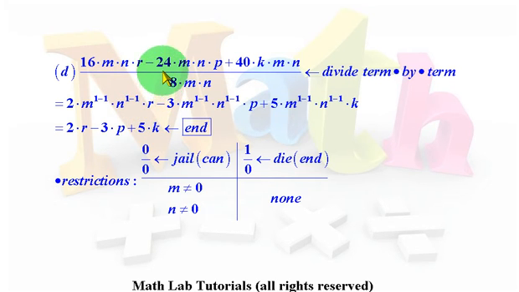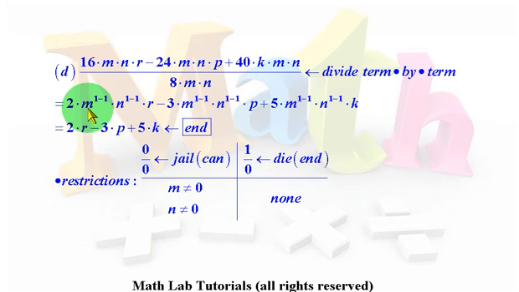Minus 24 divided by 8 will give you negative 3. m divided by m will give you m to the power 1 minus 1. n divided by n will give you n to the power 1 minus 1. And p is just a drop down. 40 divided by 8 will give you 5. k is just a drop down. There it is right there. m divided by m will give you m to the power 1 minus 1, and n divided by n will give you n to the power 1 minus 1.